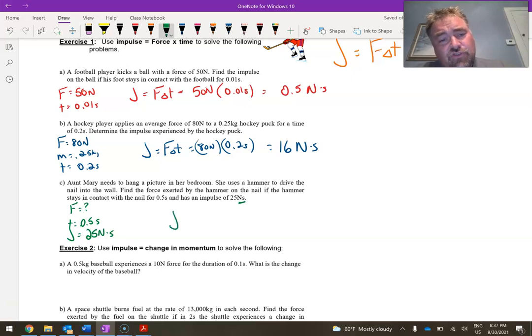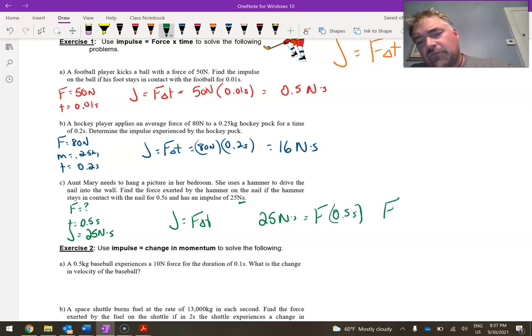So let's go back, and we've got J is equal to F times delta T. So we've got 25 newton seconds is equal to the force applied, times the time of 0.5 seconds. And when we do this, we find we have a force of 50 newtons.